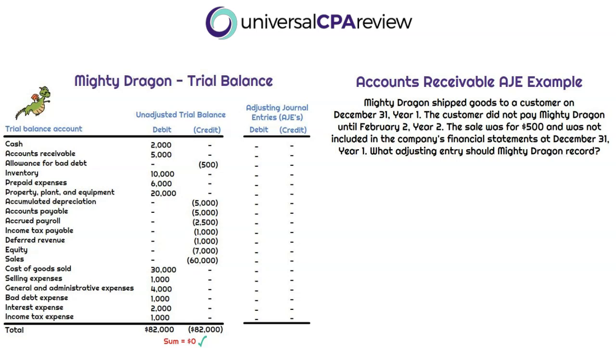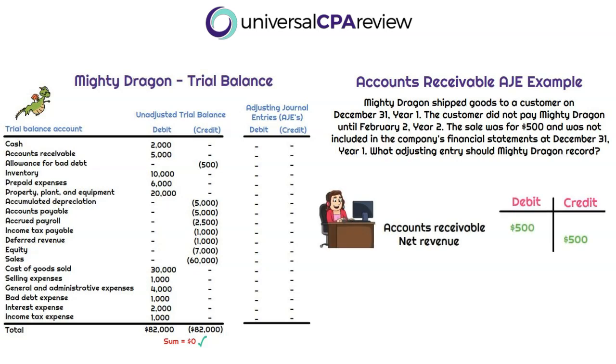So in this one, it says that Mighty Dragon shipped goods to a customer on December 31st, year one, right? So on the last day of the year, they shipped out the goods. They want to recognize that revenue. Now, obviously, the customer did not pay till year two. And the sale was for $500, and it says it was not included in the company's financial statements. So what adjusting journal entry should they record?